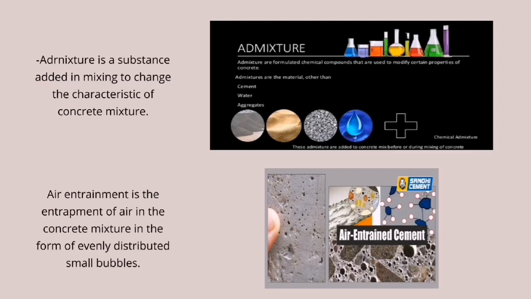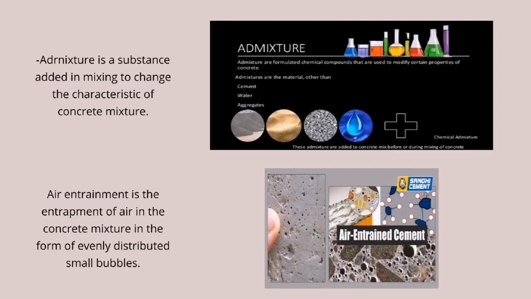Air entrainment is the entrapment of air in the concrete mixture in the form of evenly distributed small bubbles. It is used to increase the concrete's resistance to surface scaling caused by freezing with calcium or sodium chloride. Another advantage of air entrainment is improving workability and reducing bleeding in fresh concrete.